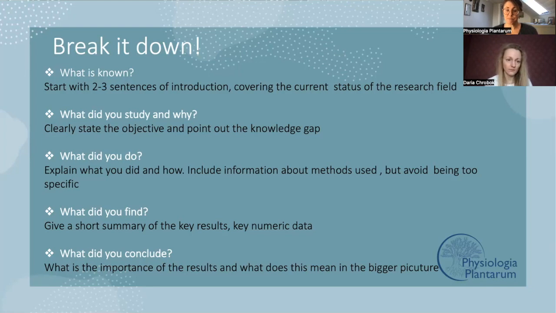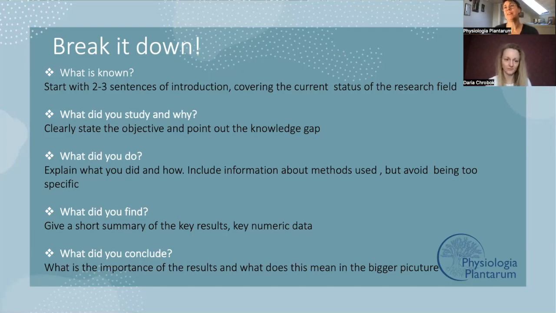So once you've done that, you should tell people what you've found. So basically a short summary of the key results. And once again, you should try and boil it down to the specifics, not just say this was up and this was down. Try to focus on the important things and in the frame of what you were trying to conclude, or the knowledge gap, to see, did this actually close the gap?